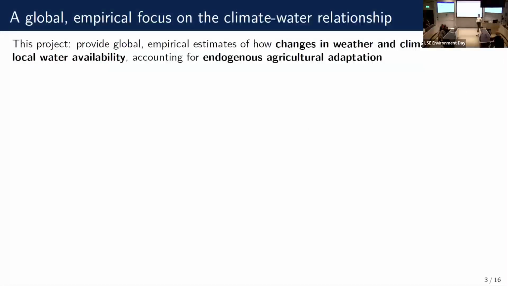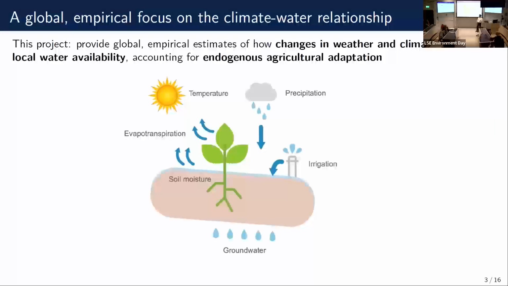And so the idea of this project, generally speaking, is to provide global empirical estimates of how changes in weather and climate influence local water availability, accounting for endogenous agricultural adaptation. So if we think that on really hot days, farmers might irrigate their crops more to offset the impacts of climate change, we want to account for that when we think about this overall impact of climate on water availability. And we've seen a lot of math in the last couple of days, so instead I'm going to show you a picture to think about these mechanisms.